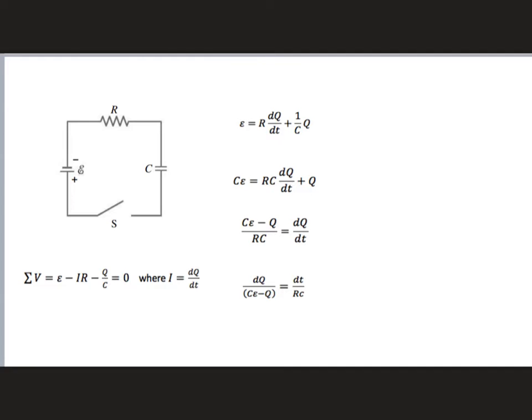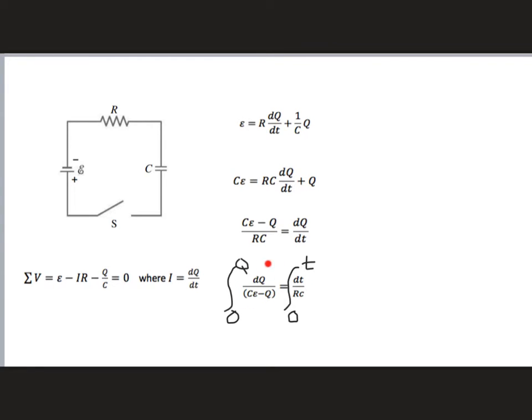From there, it's pretty straightforward. We're going to do an integral on each of those. And of course, the Q integral is going from 0 to some Q, and the t integral is going from 0 to some time t. Now this t integral is pretty straightforward. The integral of the constant is going to come outside the integral, and the integral of dt is just t.